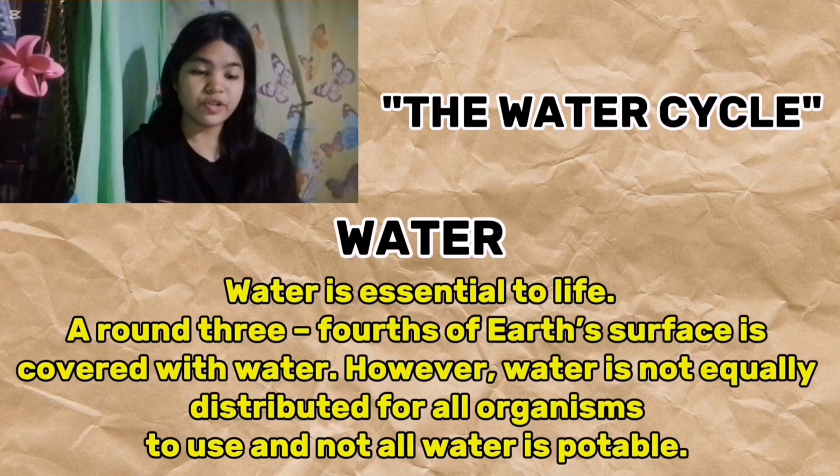Water is essential to life. Around 3/4 of Earth's surface is covered with water. However, water is not equally distributed for all organisms to use, and not all water is potable.